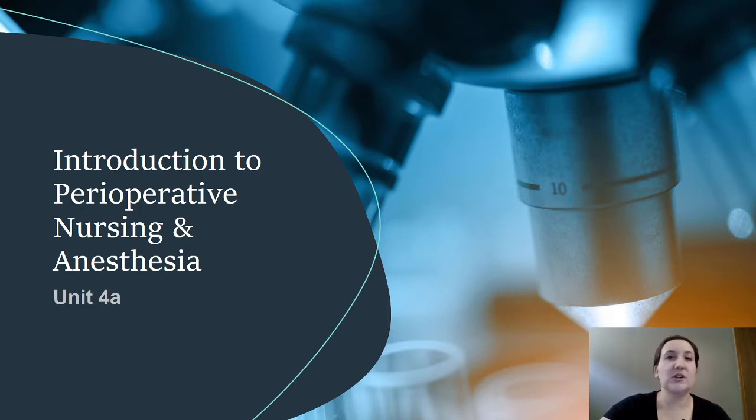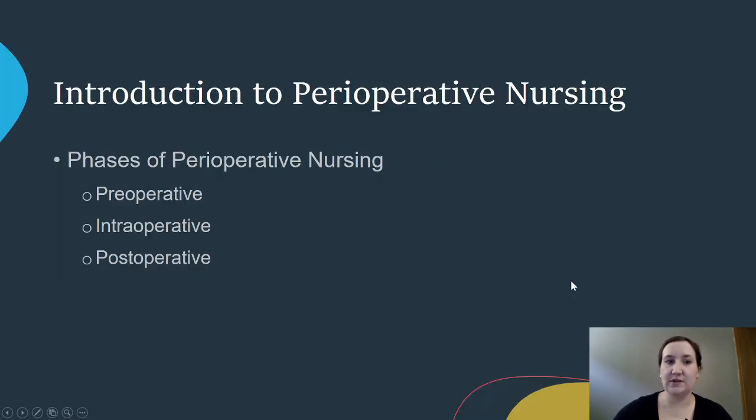We're going to start out with perioperative nursing, anesthesia. This encompasses your Brunner textbook and chapter 17 through 19. So first off, when we're talking about perioperative nursing, what does it all include? Perioperative includes, peri means around, right? So you've got preoperative, intraoperative, and postoperative nursing.